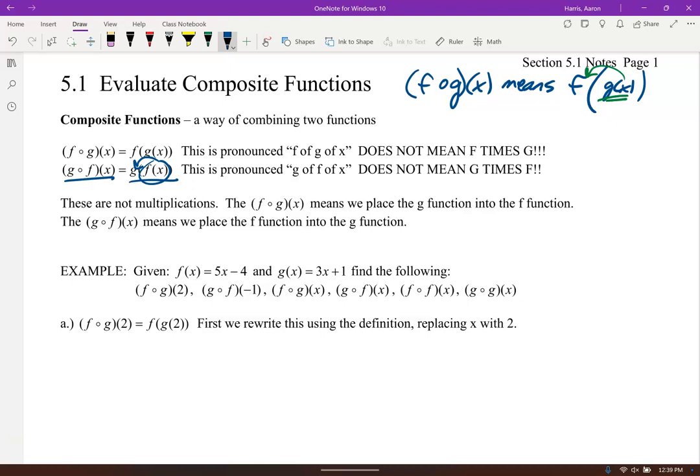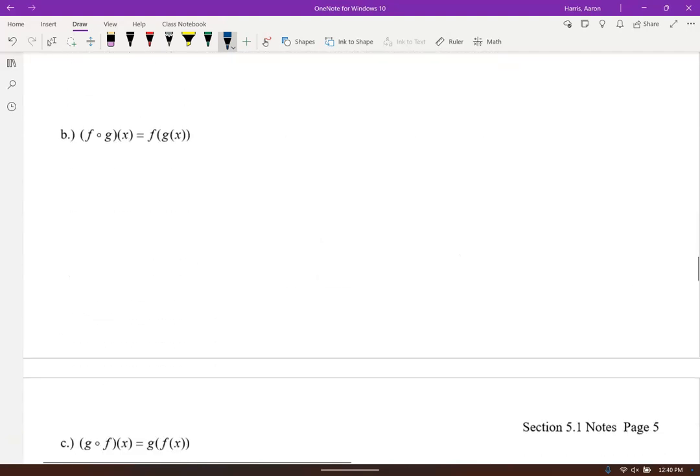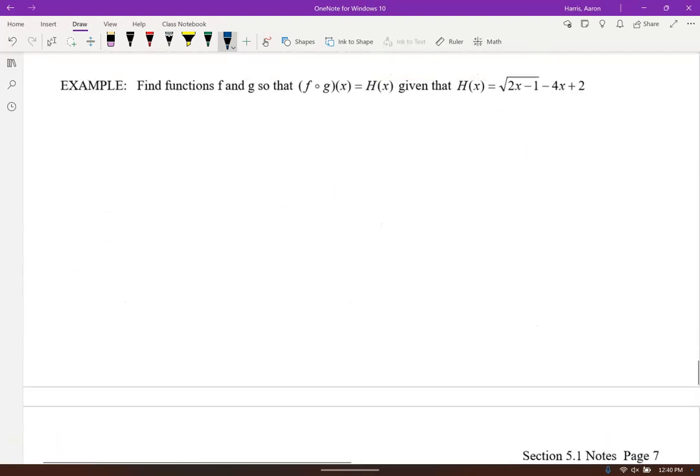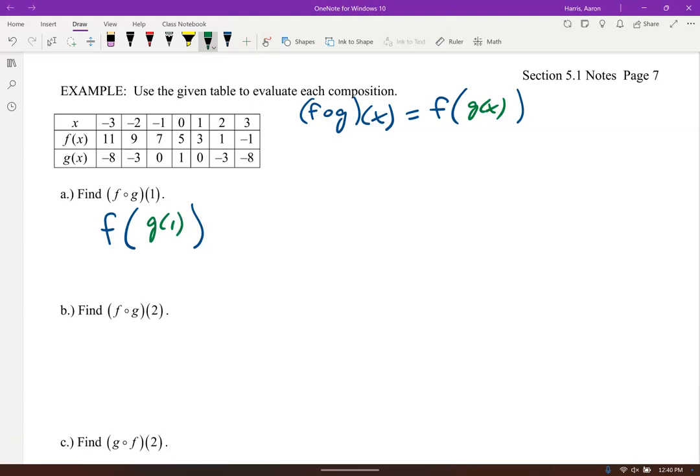Okay, I like to introduce this with a table of values first. So I'm going to do the table of values, and then come back to this first example. If you jump to your last page here, let's do some of these table of values first. So f of g of x means f of g of x. For this one, we have f of g of 1. So number one, we're going to find what's g of 1.